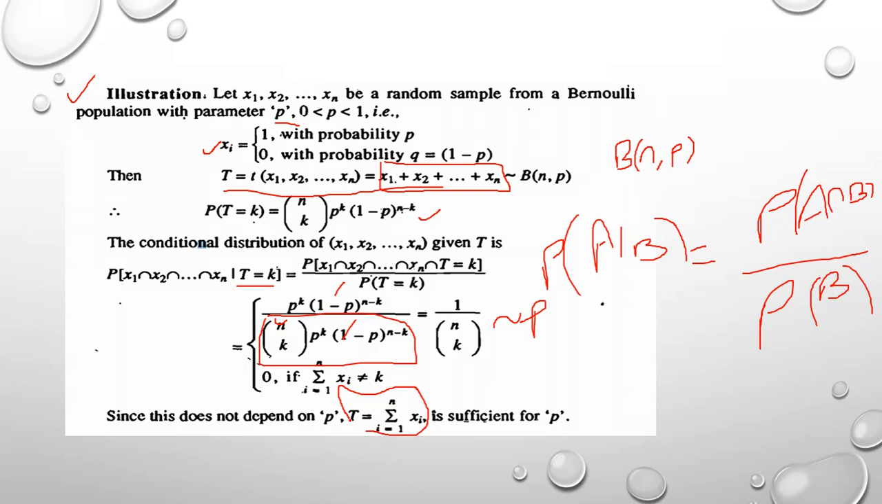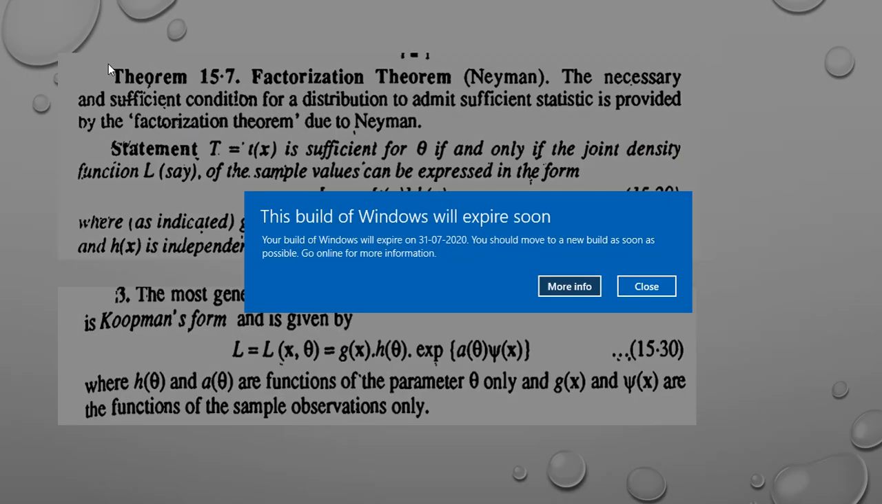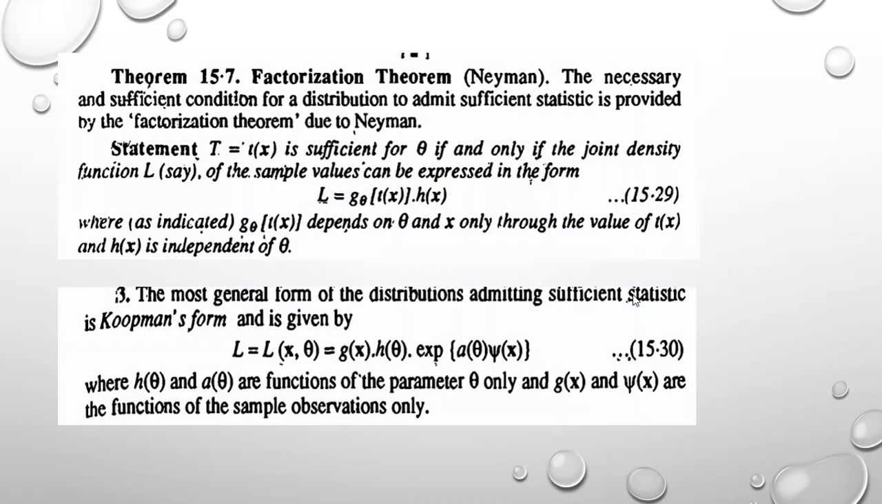Now we can see some results that are very important. This is the first result, the factorization theorem. What does the theorem say? The necessary and sufficient condition for a distribution to admit a sufficient statistic is provided by the factorization theorem. See what the factorization theorem says.